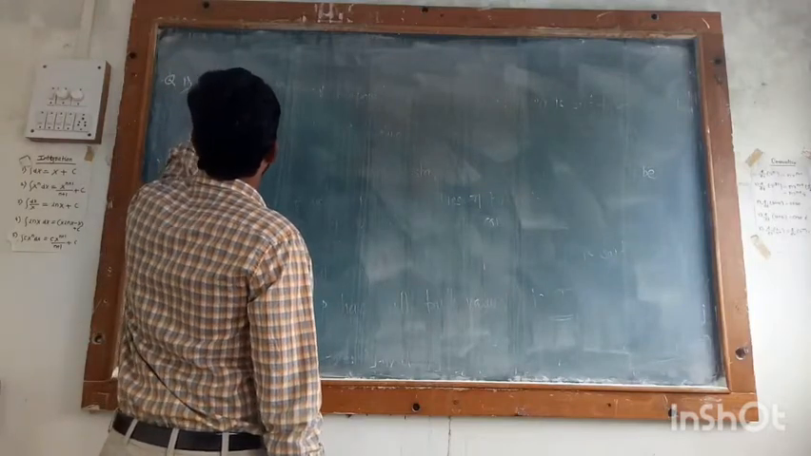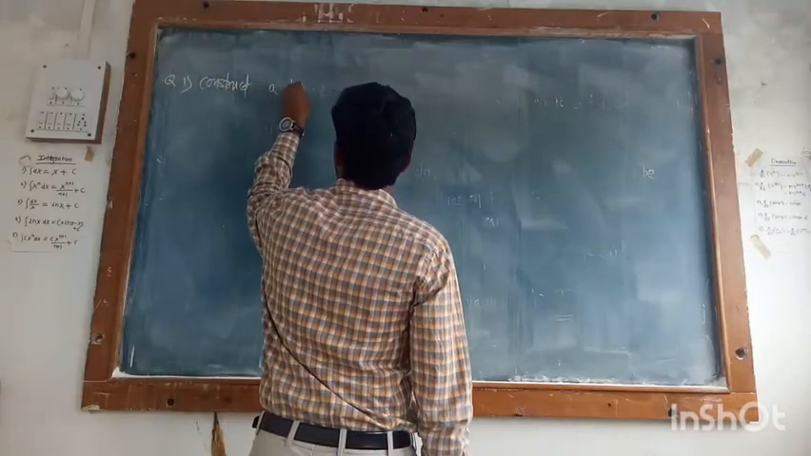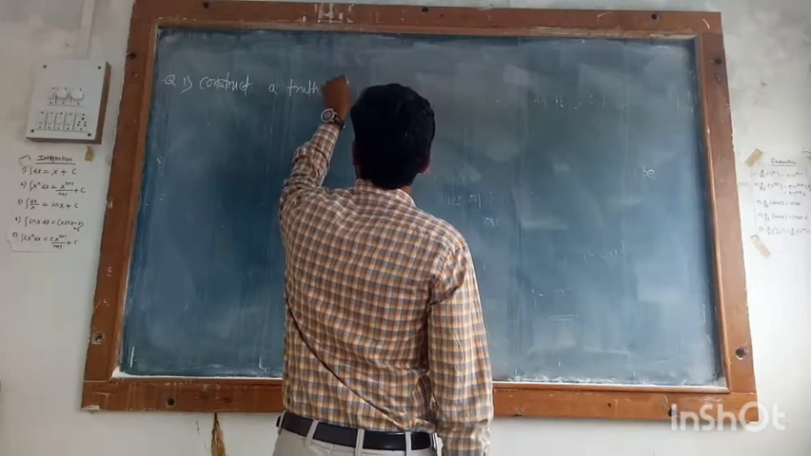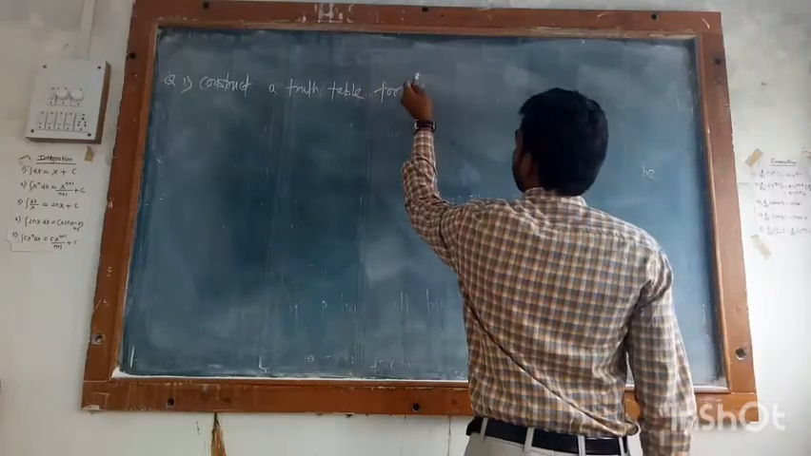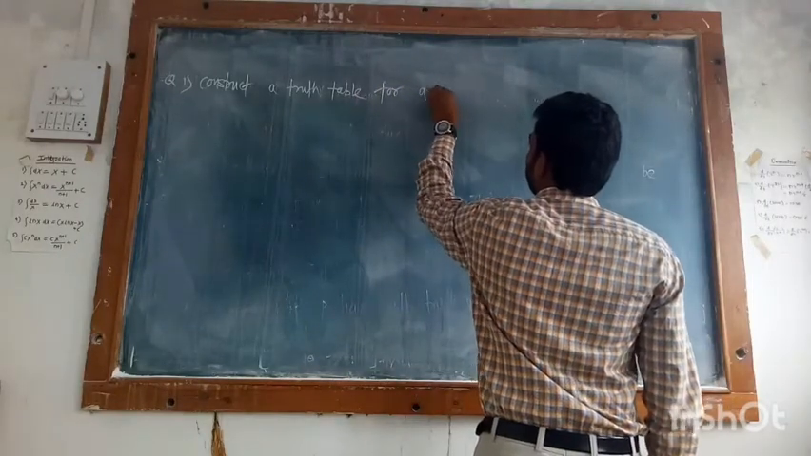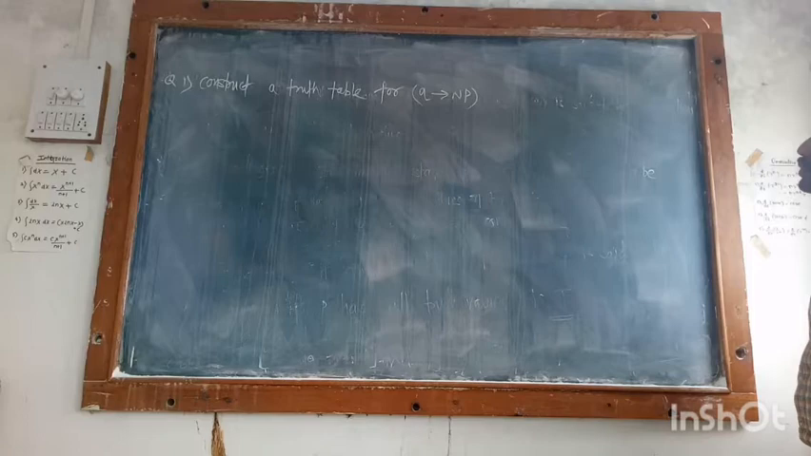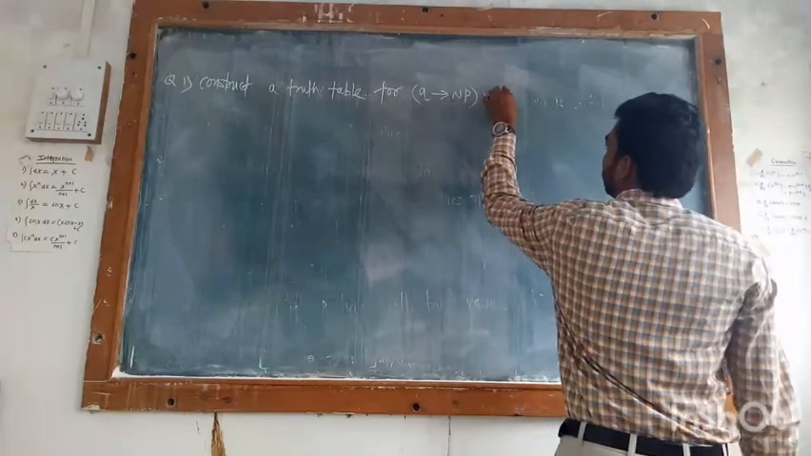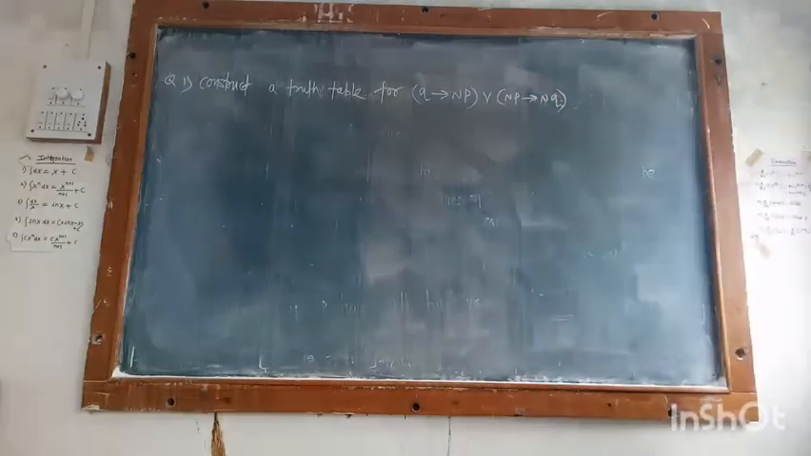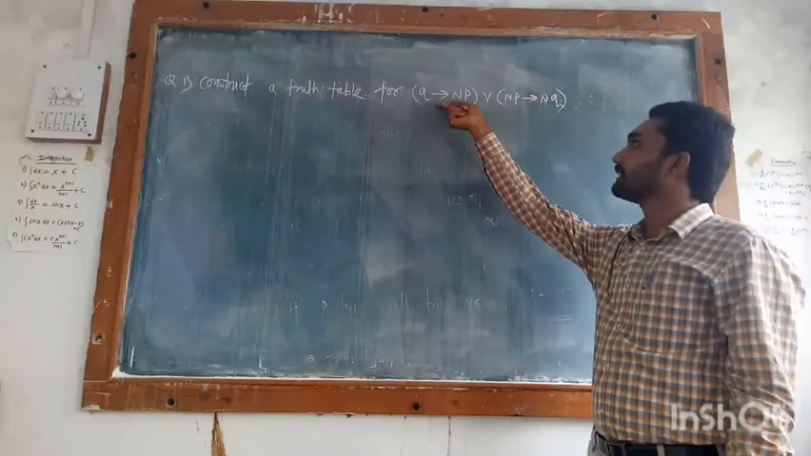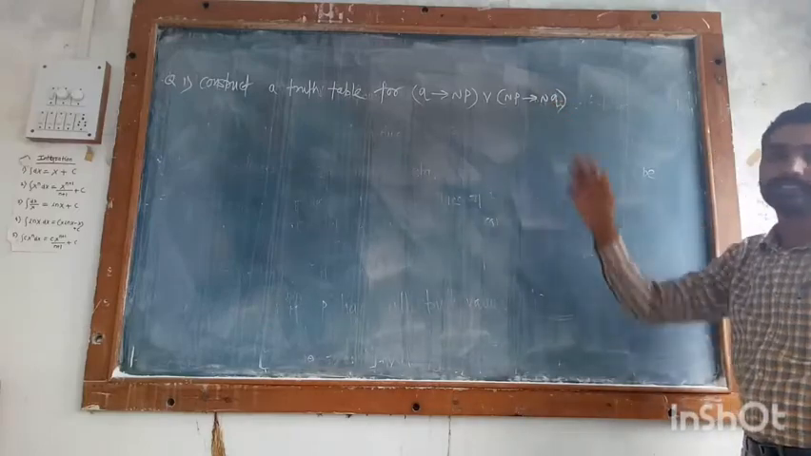Construct a truth table for Q implies negation P or negation P implies negation Q. Okay. You have to make the truth table for Q implies negation P, or, meaning disjunction, negation P implies negation Q. That implies is a conditional statement.